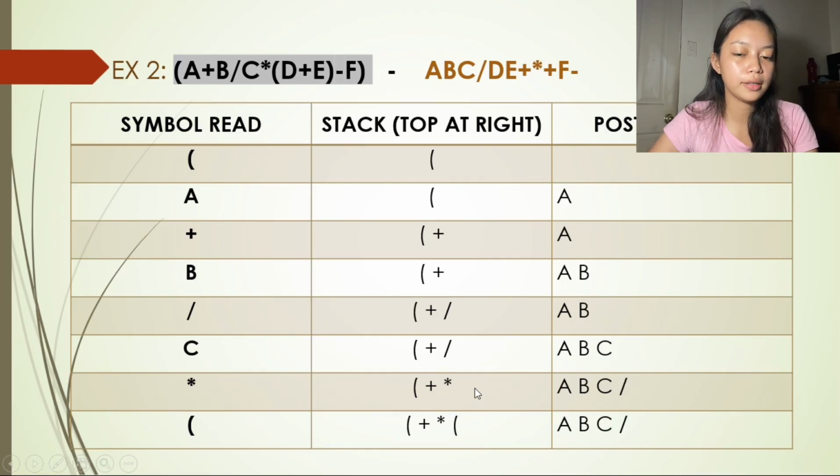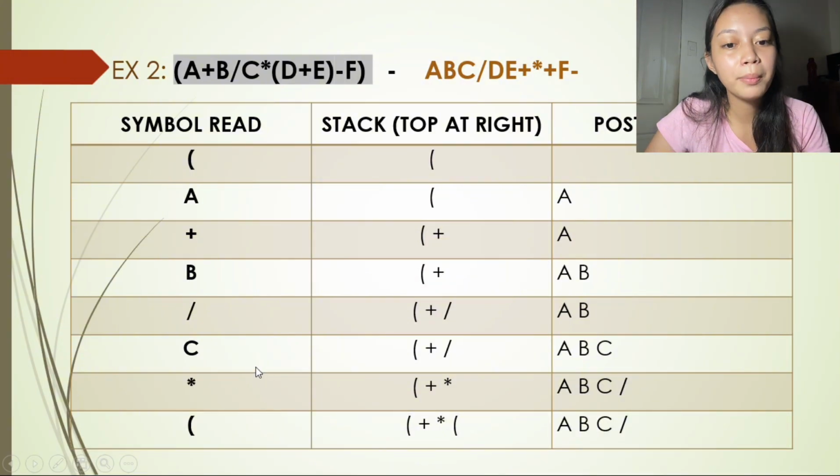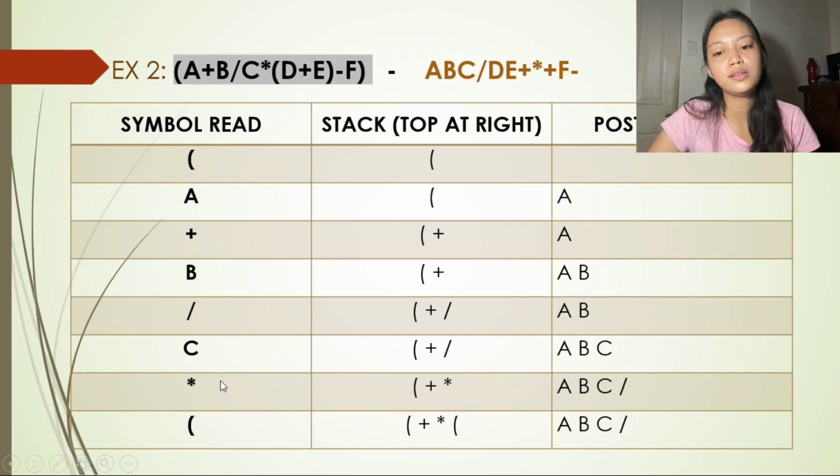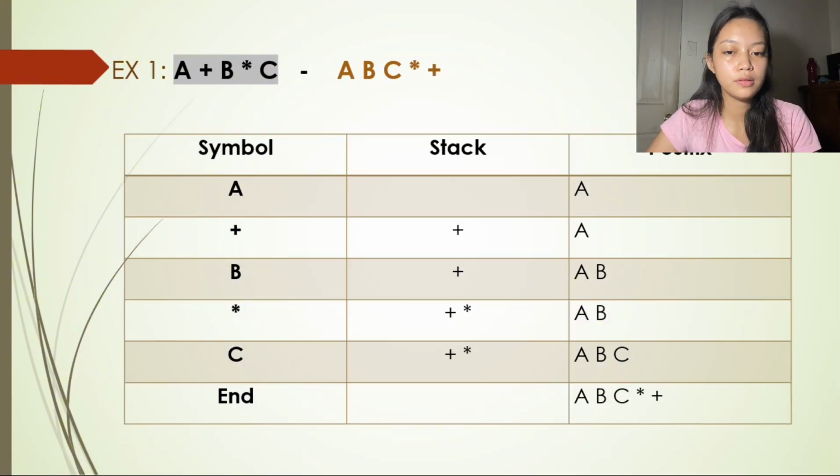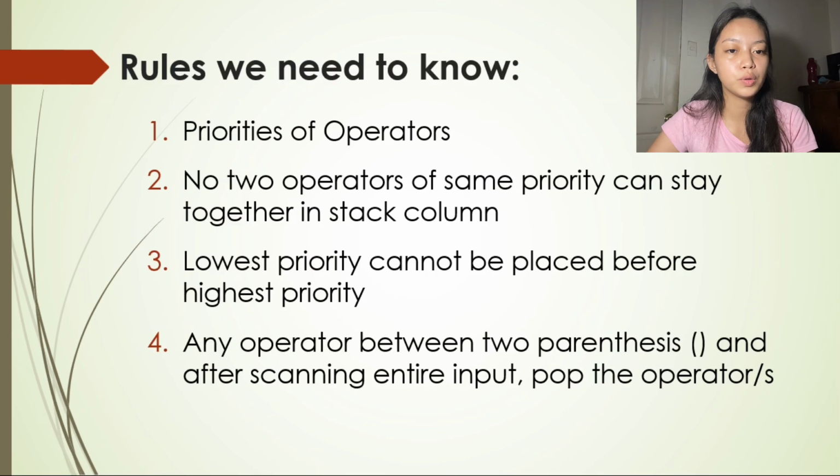It's an operand. Next is multiplication. The former stack has division, and we add multiplication to the stack. Remember, multiplication and division have the same priority. So the rule is: no two operators of the same priority can stay together in the stack column.